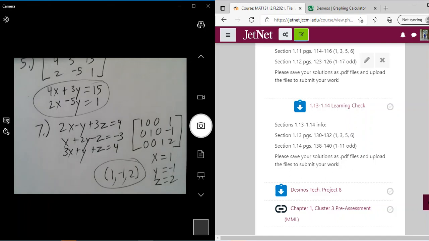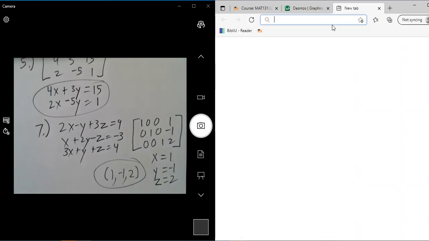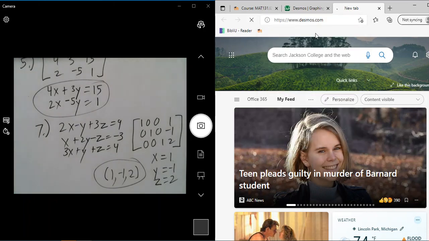So this is where we're going to check this. I'm going to show you how to do it on both Desmos and the TI-84 calculator. So on Desmos, what you need to do is go back to desmos.com.